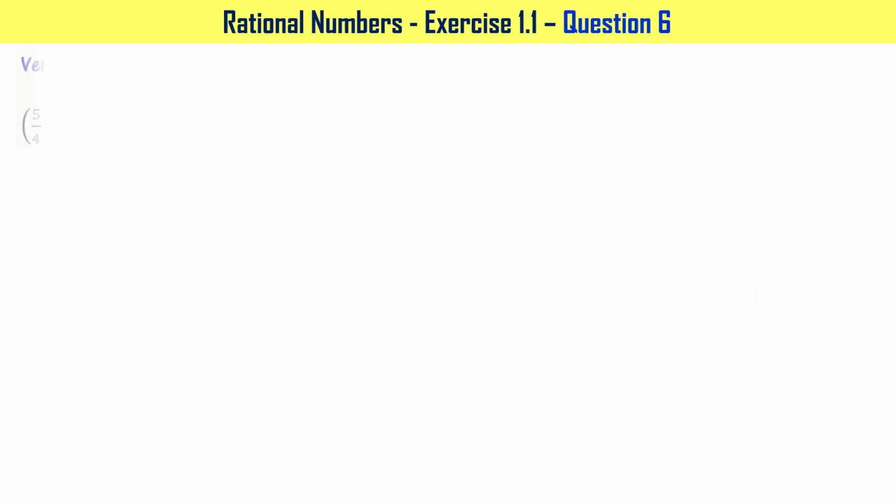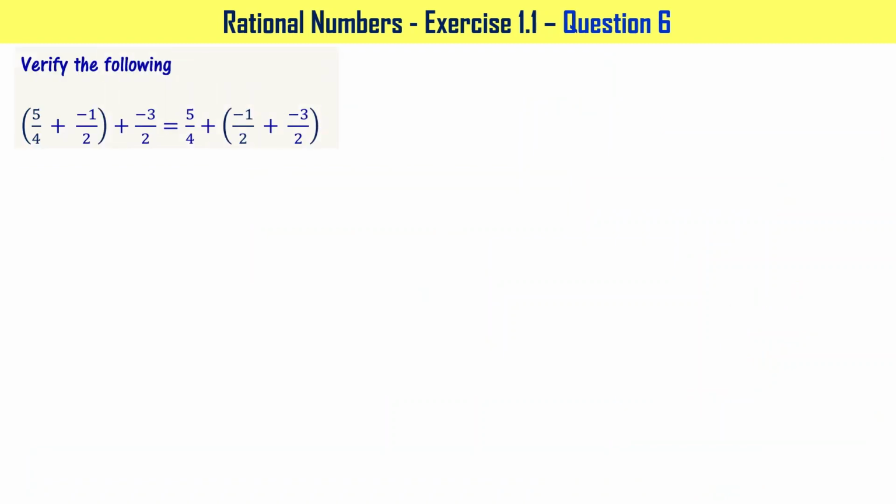Question number 6, verify the following: 5 by 4 plus minus half plus minus 3 by 2 equals 5 by 4 plus minus half plus minus 3 by 2. This is the equation given. We want to verify that.